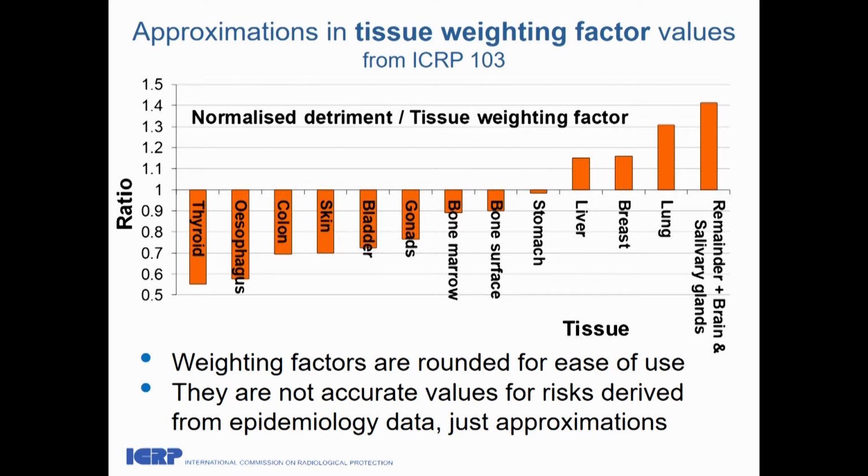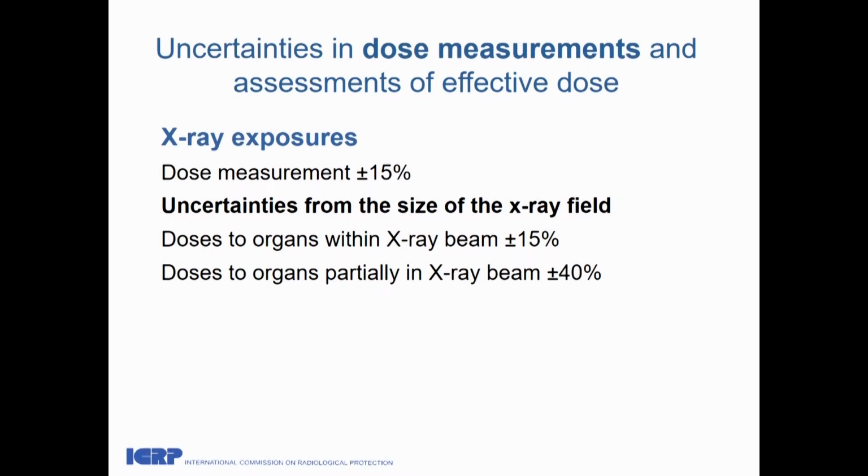We want something which is nice and easy to use, easy to remember. So we have to divide the organs into different groups. Here I've just taken the normalized detriment from ICRP 103 and divided it by tissue weighting factors. You can see the weighting factors are within plus or minus sort of 40 or 50%, but there are differences, and so there are uncertainties. But effective dose is only meant to be a rough indication. It's not meant to be a precise value.